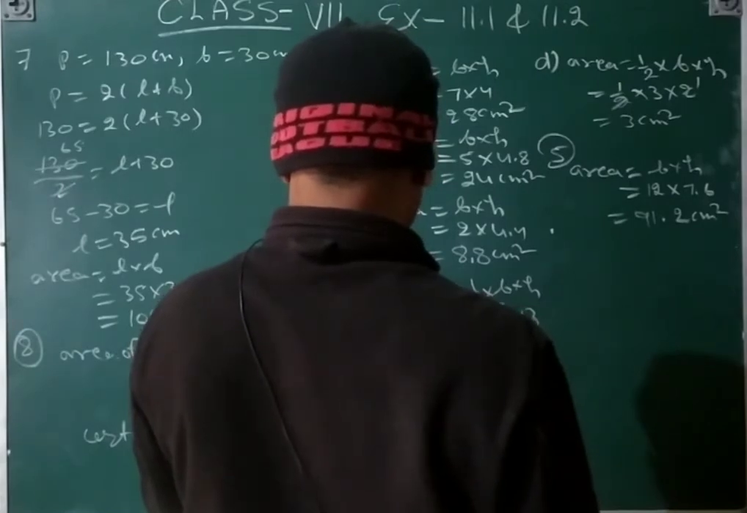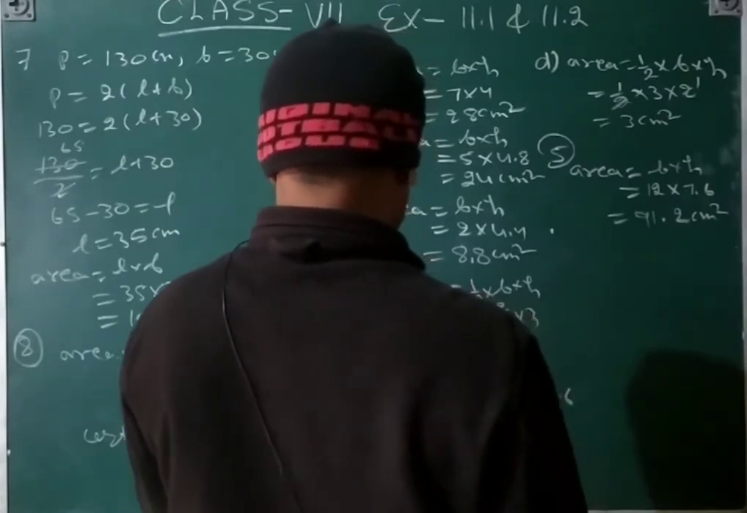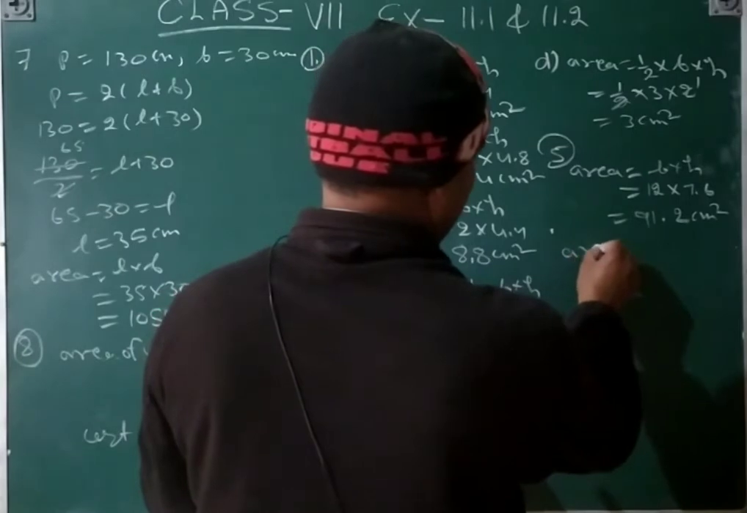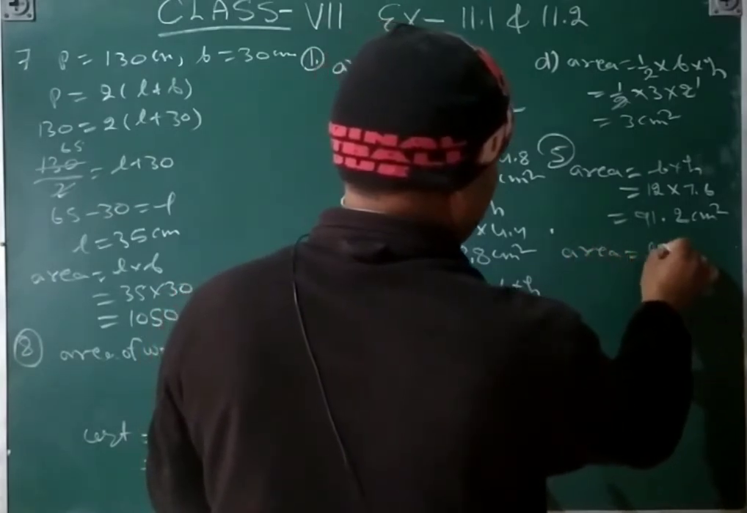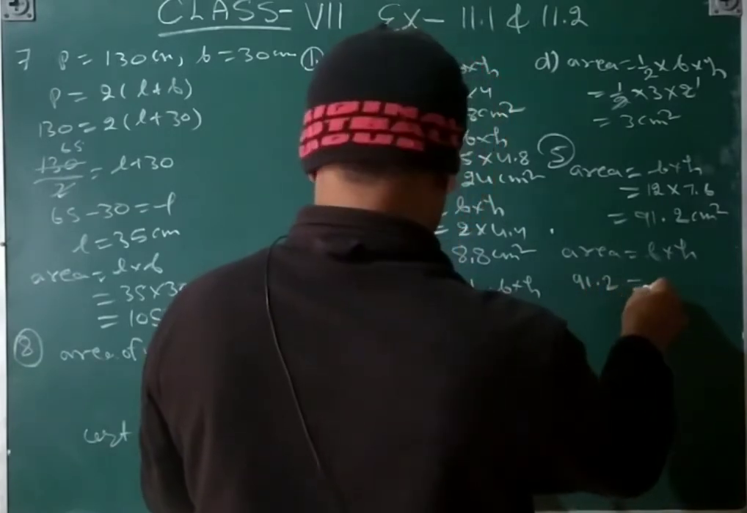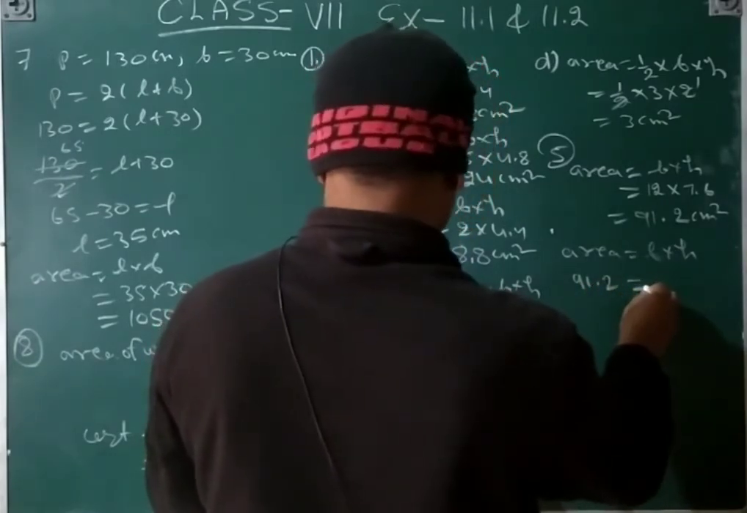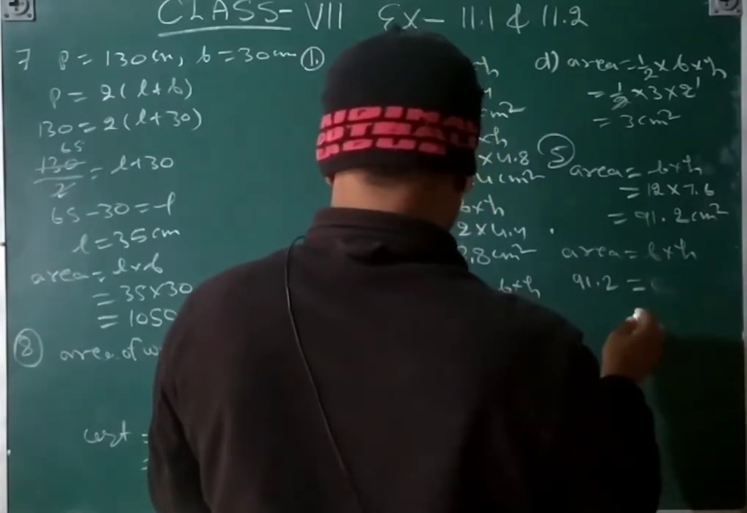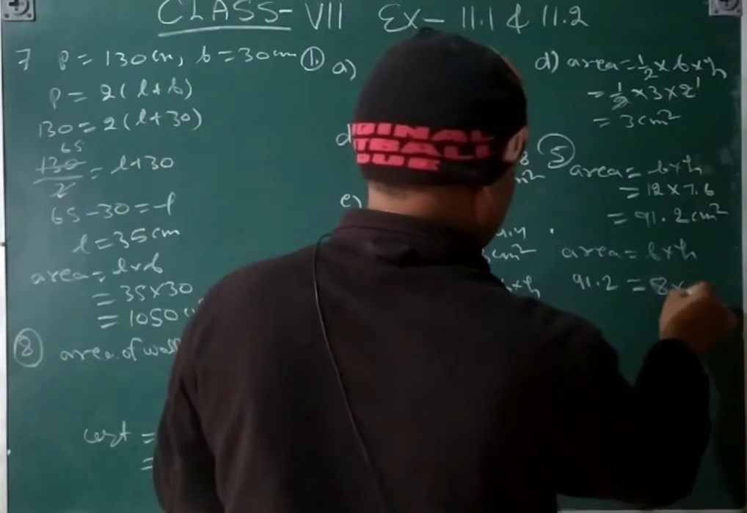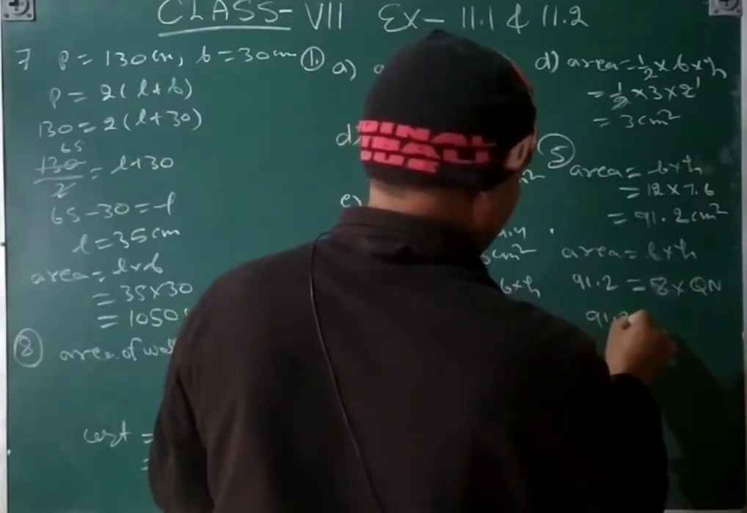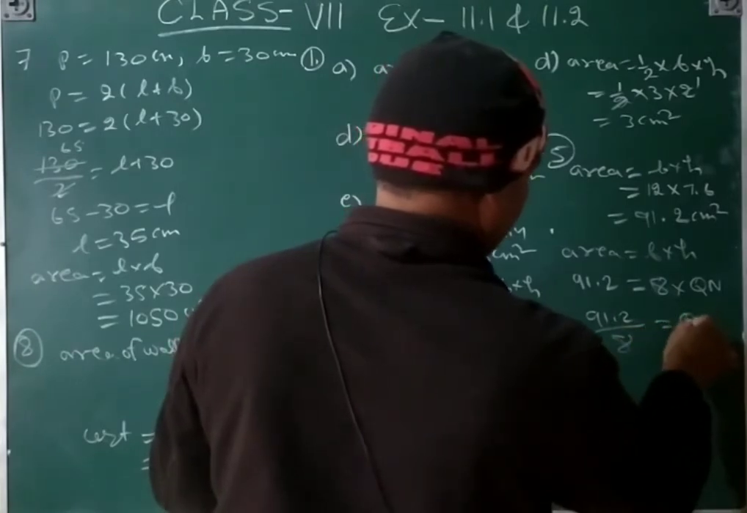And then we need to find the SP also. SP is given, we need to find QN. So the area is equal to base into height. Area is 91.2, that is equal to base into height, that is QN. QN is a height, base is 8 given, and then QN. So this will become 91.8 upon 8, that is QN.